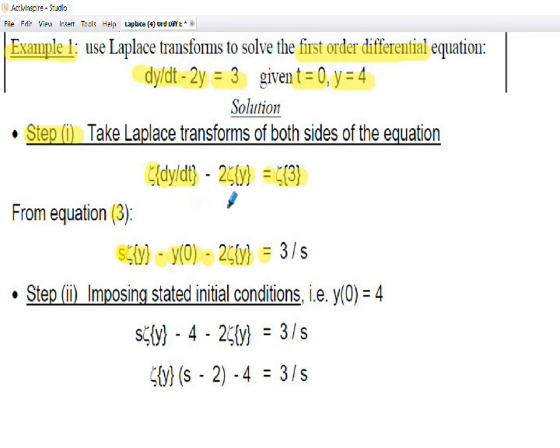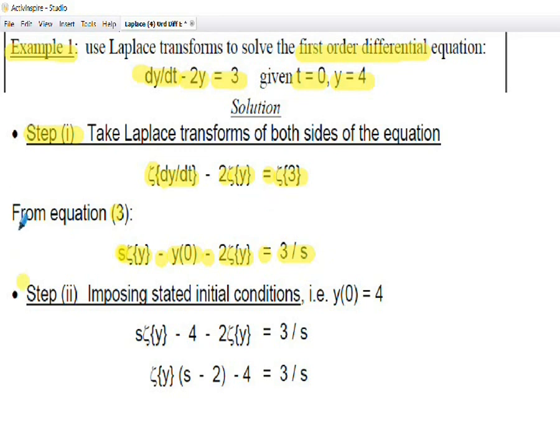On the right hand side, you need to recall your Laplace transform tables. If we go from the time domain, a constant into the Laplace domain is written as the constant upon s. So that's where I get the 3 upon s from the Laplace transform tables.